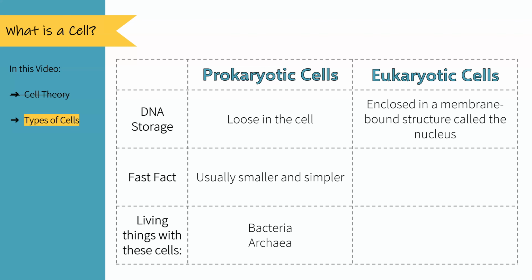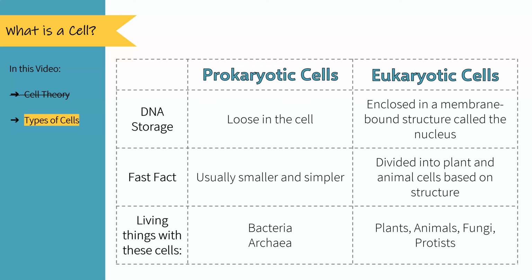Eukaryotic cells have DNA that's stored in a membrane-bound structure called the nucleus. And the word eukaryotic actually means true nucleus. Eukaryotic cells tend to be more complex, and they have other membrane-bound structures called organelles that perform specific functions within the cell. We divide them into plant and animal cells based on the structure and the function of the cells, and of course the living things that we find that have these cells, which include plants, animals, fungi, and protists.